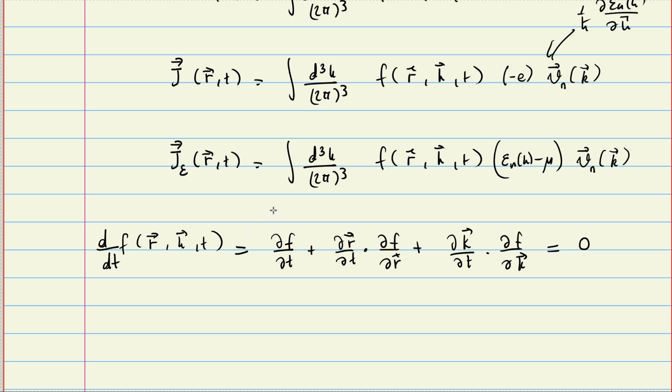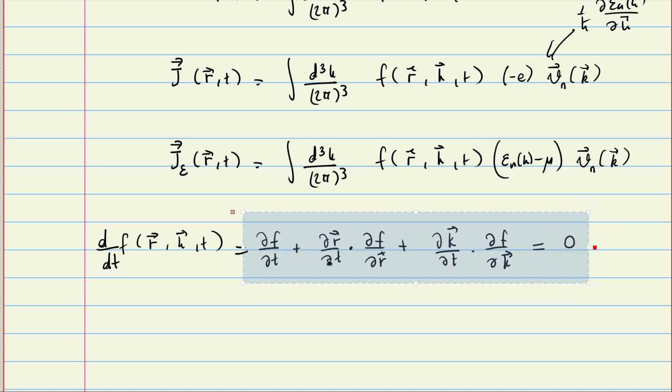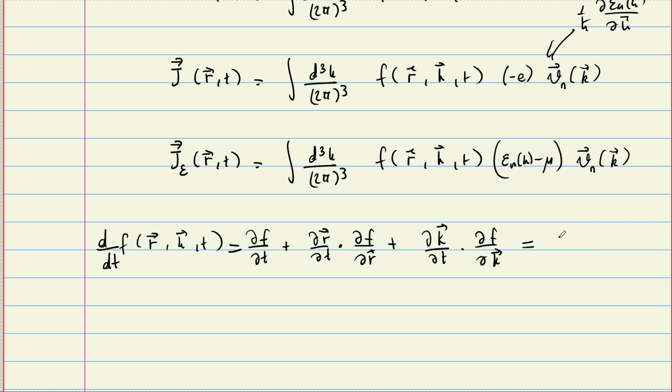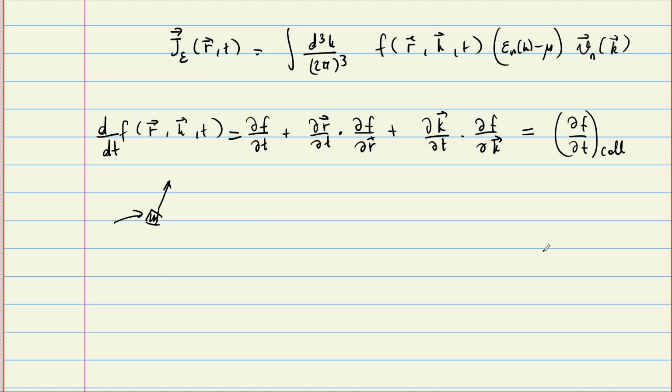Actually, let's do the general case, and this should be equal to what we call del f del t collision. This is a notation, I'll explain what this is. There's some phase space, so this is r and k, there's something coming in, something coming out, and the net change should be given by this, the collision integral.